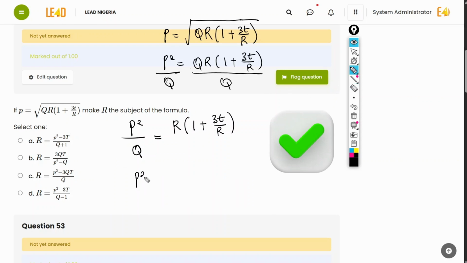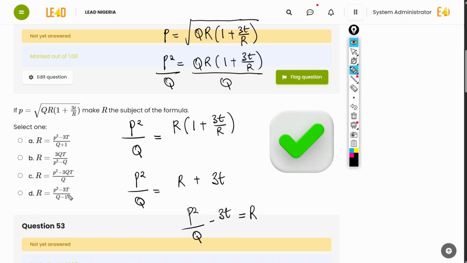I have P squared over Q is equal to R times 1, which is R, plus 3t over R times R, which would give you just 3t. So this will just cancel out, and I'll be left with 3t. Now to make R the subject of the formula, I just need to move this 3t over to the other side. So I would have R is equal to P squared over Q minus 3t.